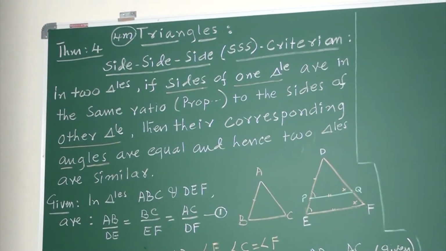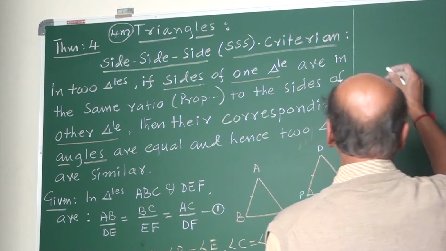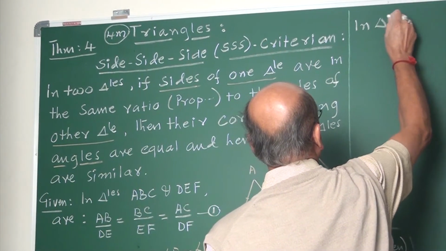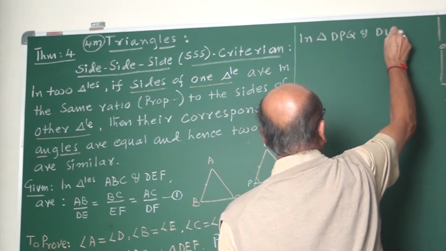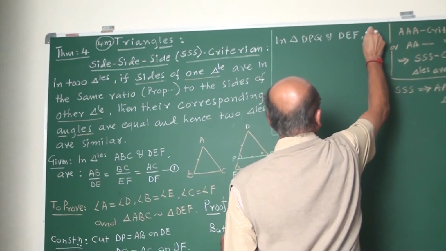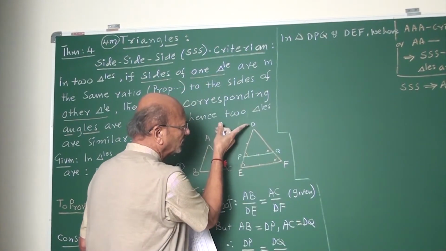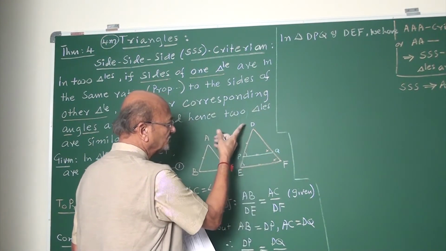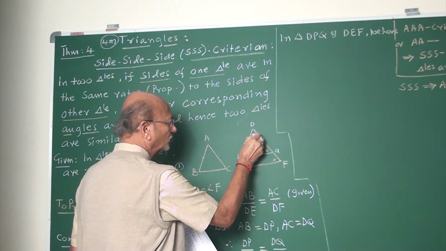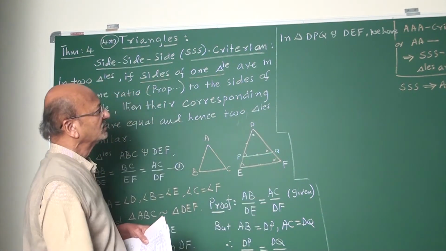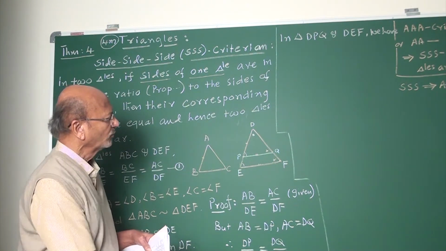Yes, my friends. Now, I consider these two triangles. In triangles DPQ and DEF, one is smaller, DPQ, another is bigger, DEF. This pair of angles is equal, this pair of angles is equal, and angle D is a common angle. Then these two triangles are equiangular.